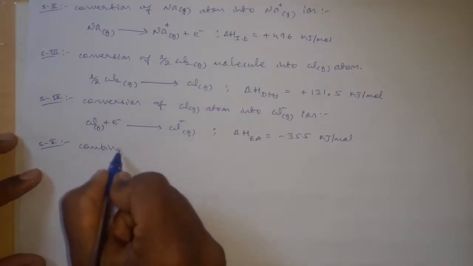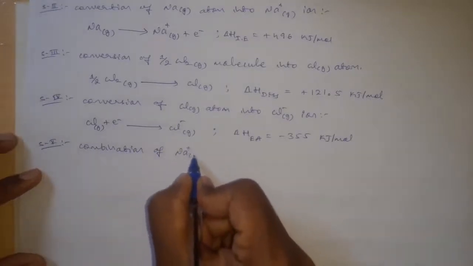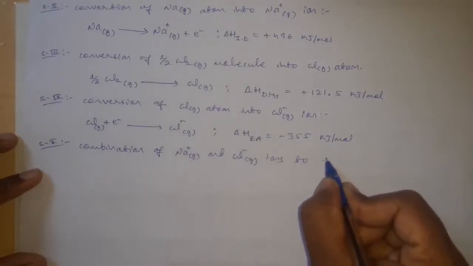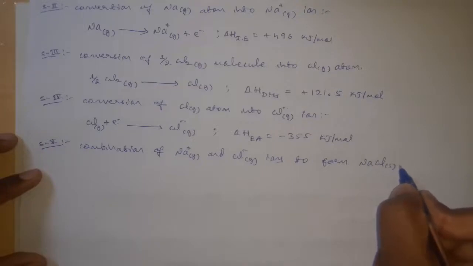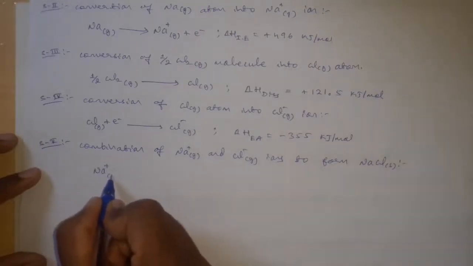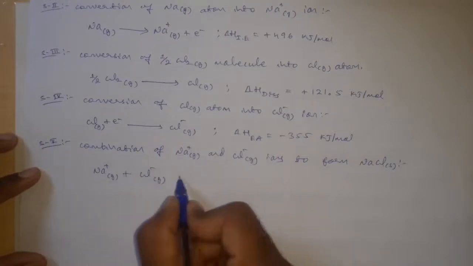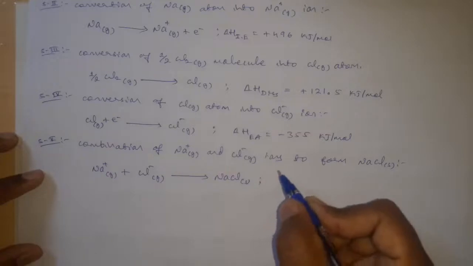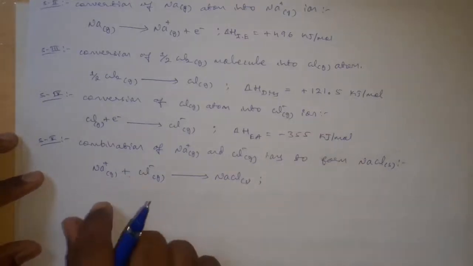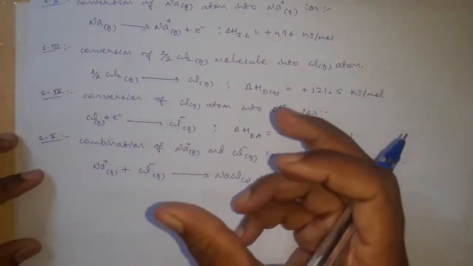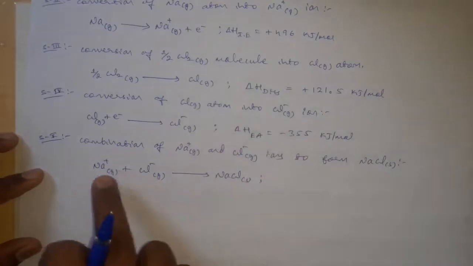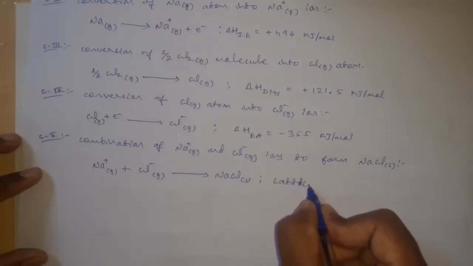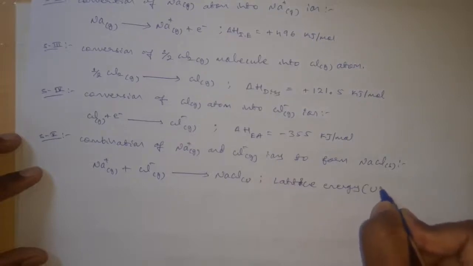Then the last one is the combination of gaseous sodium ion and gaseous chloride ion to form solid sodium chloride. Here I am writing gaseous sodium ion plus gaseous chloride ion to form solid sodium chloride. According to the definition of lattice energy, when the two ions are brought from infinite distance to adjacent sites, they attract each other and form a crystal lattice, and some amount of energy is released. That energy is the lattice energy, which we write as a capital U.